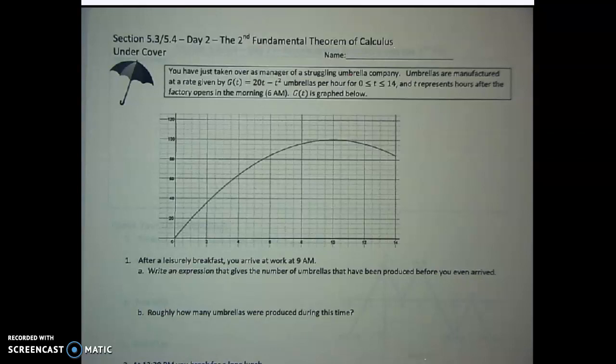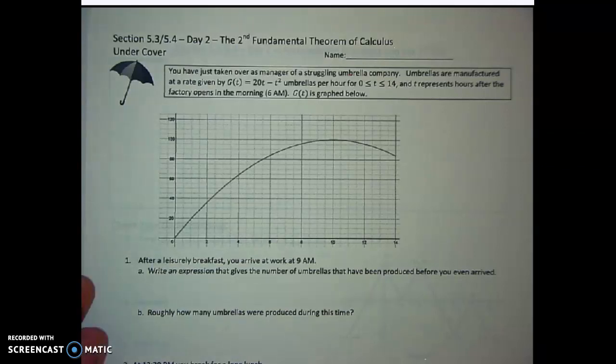Umbrellas are manufactured at a given rate given by g of t equals 20t minus t squared umbrellas per hour for 0 to 14 hours, where t is the hours after the factory opens in the morning at 6 a.m. And that function is graphed below.